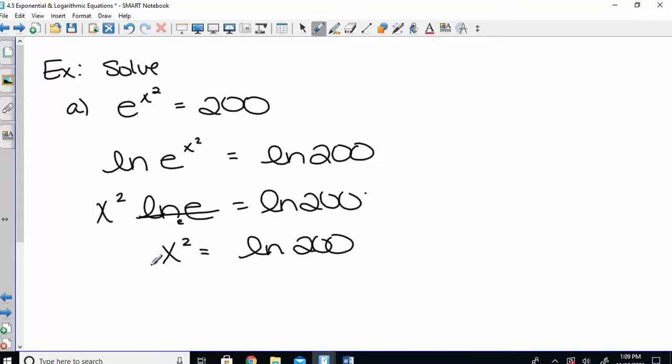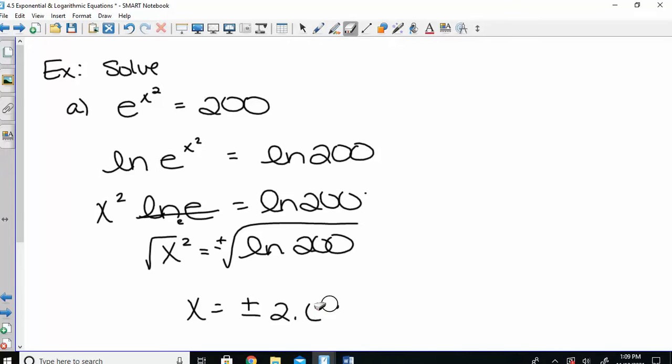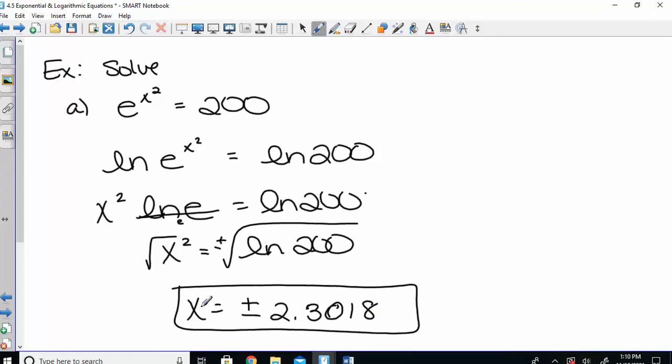Then what would you have to do to get x by itself? And when you square root, you need plus and minus. So we have plus and minus the square root of the natural log of 200. We get 2.3018. So far, so good?